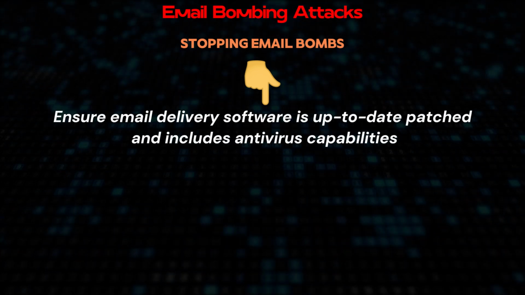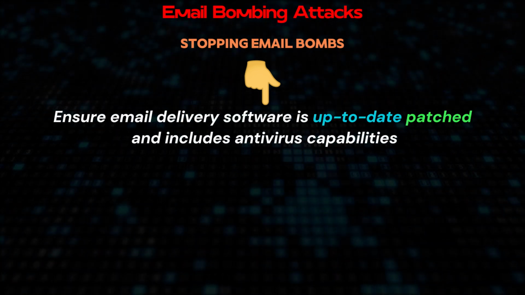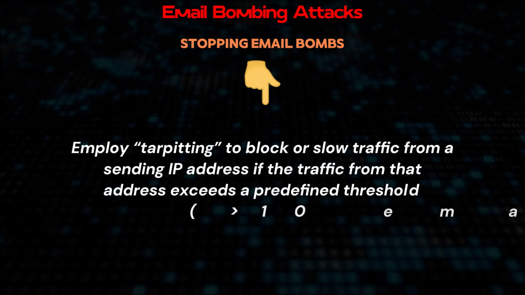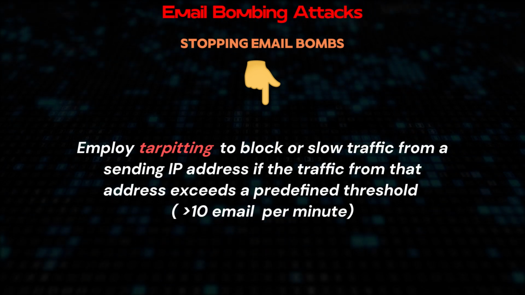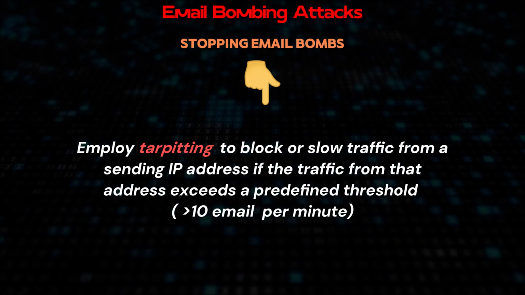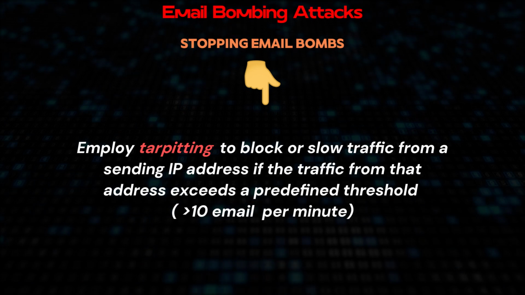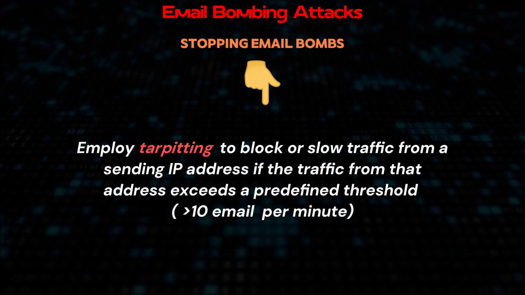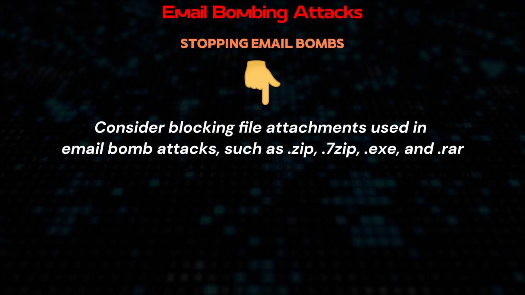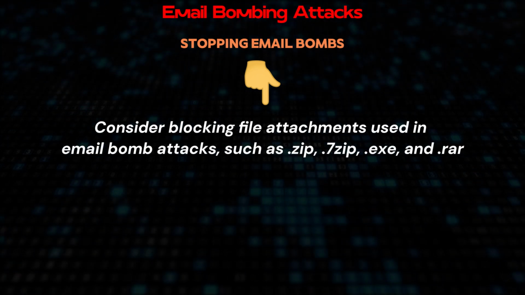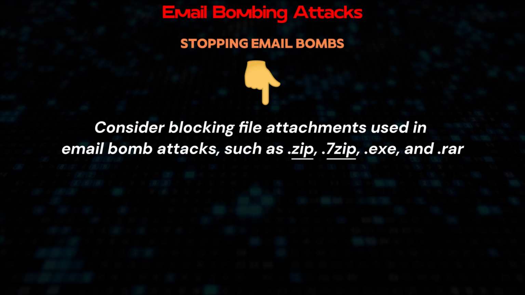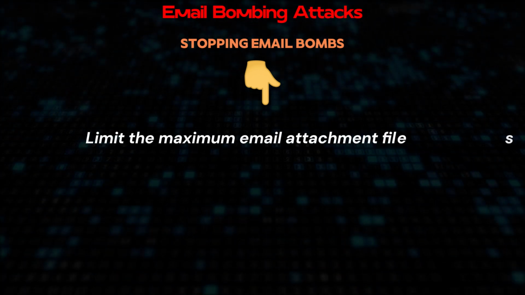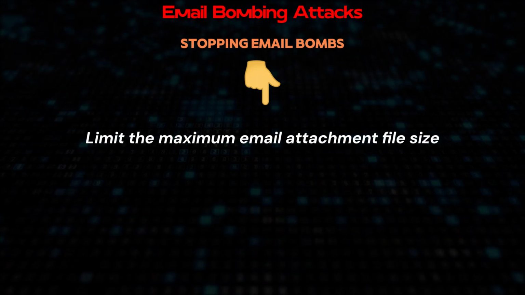Ensure email delivery software is up to date, patched, and includes antivirus capabilities. Employ targeting to block or slow traffic from a sending IP address if the traffic from that address exceeds a predefined threshold, for example greater than 10 emails per minute. Consider blocking file attachments used in email bomb attacks, such as .zip, 7zip, .exe, and .rar. Limit the maximum email attachment file size.